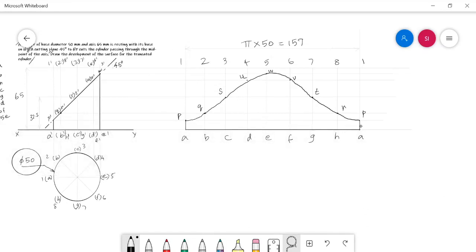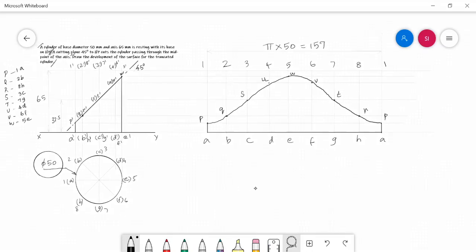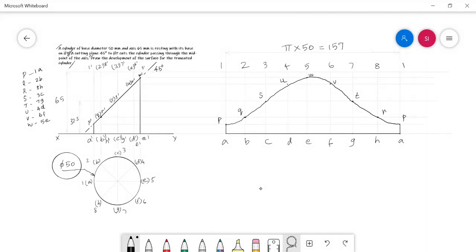This is nothing but the development of the lateral surface of this truncated cone, truncated cylinder. You can try this answer with your proper tools on paper.